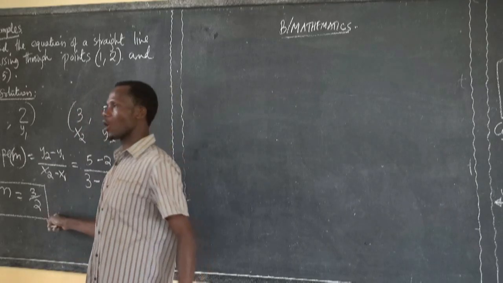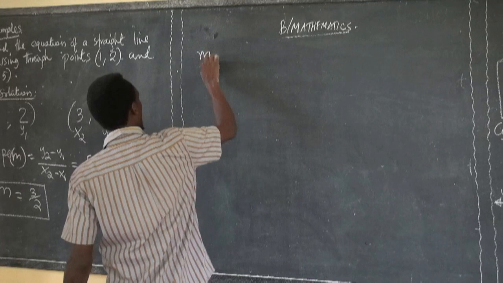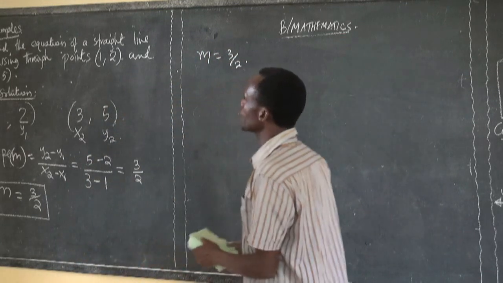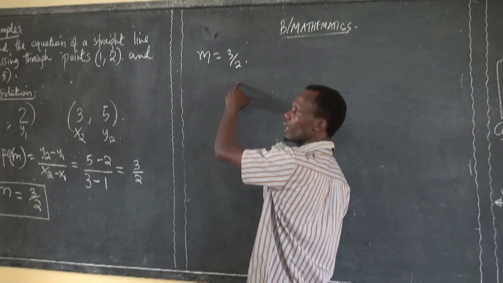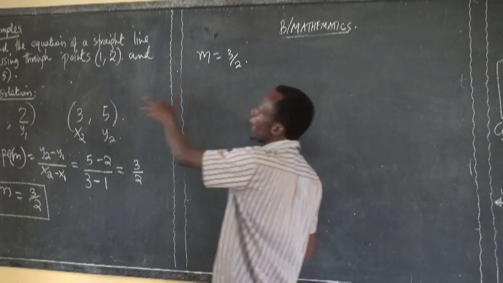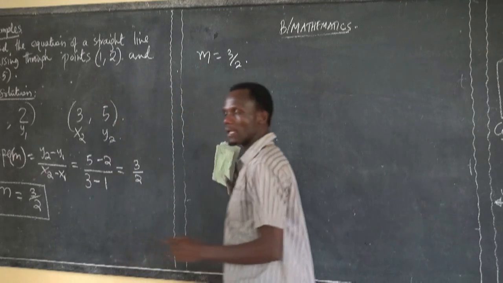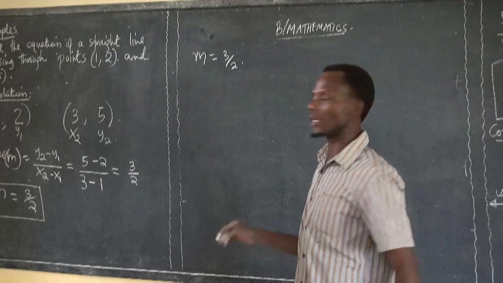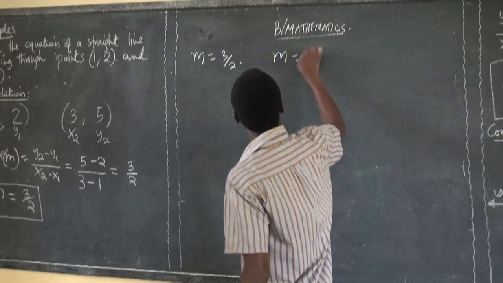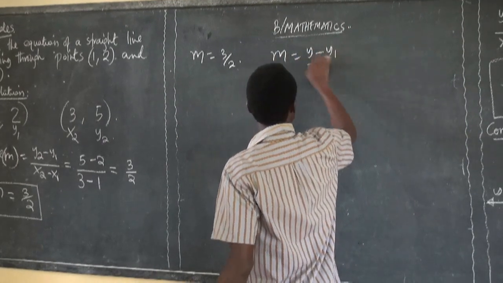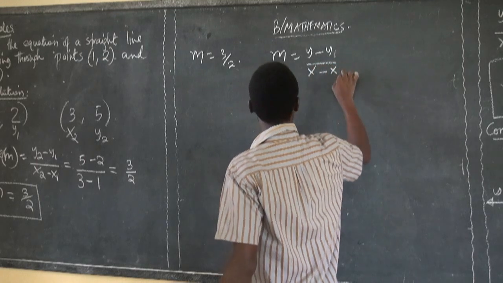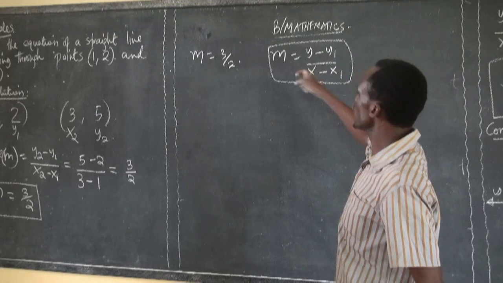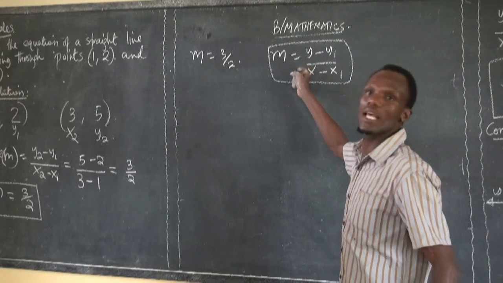After we have got the slope, remember the slope m is equal to 3 over 2. But our question is not to determine the slope of the straight line. It's to find the equation of a straight line. Now remember, we have the formula on how we can determine the equation. The slope is equal to (y minus y1) over (x minus x1). This formula is used only to determine an equation and not the slope.